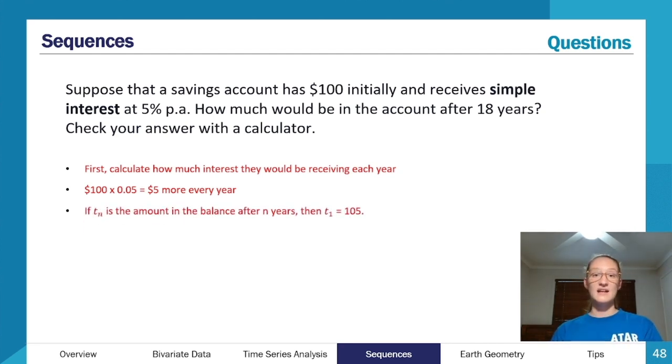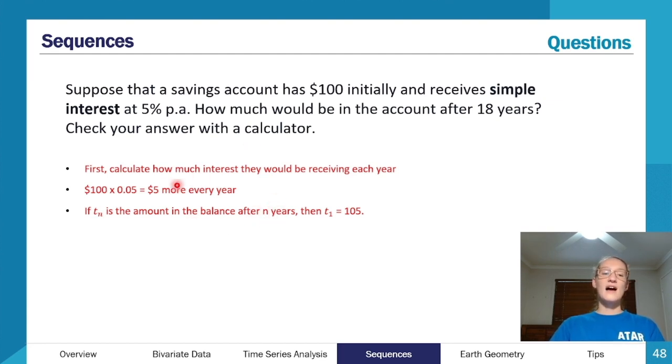So if Tn is the amount in the balance after n years, then T1 equals 105. See what I've done here? I could have said T0 equals 100, and that's still equally as true, because now we're doing one of those practical application questions where our starting point, before we actually do anything, is what we have beforehand. So T0, after 0 applications of my rule, is 100, because letting n equal 0, Tn is the amount in the balance after n years.